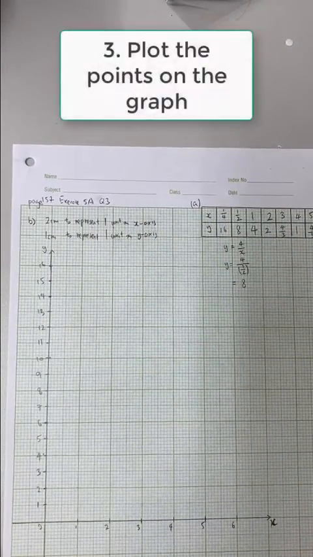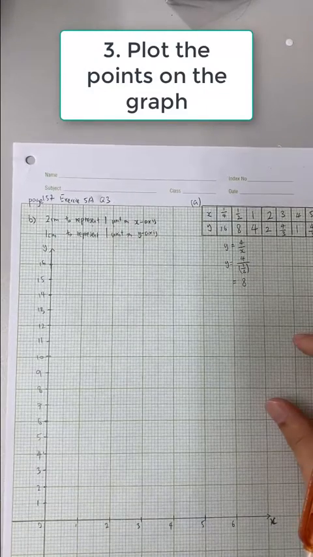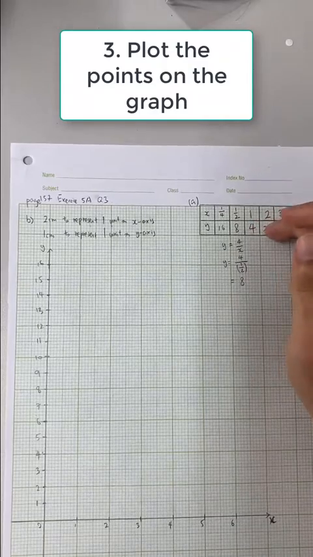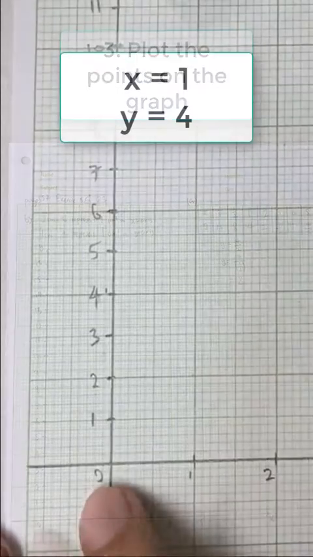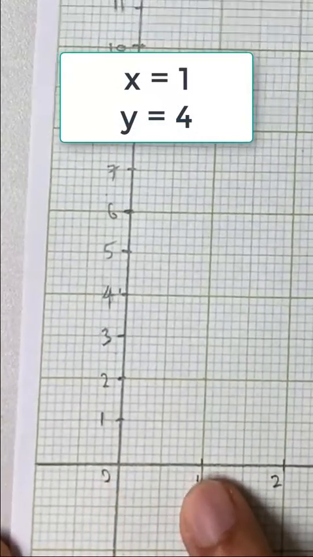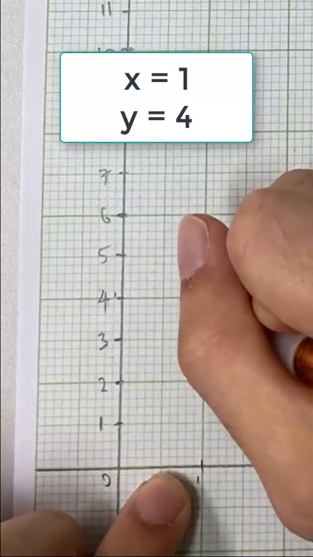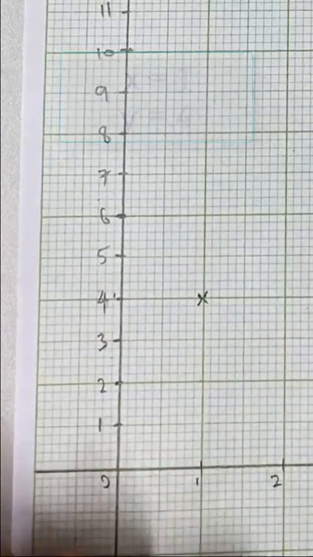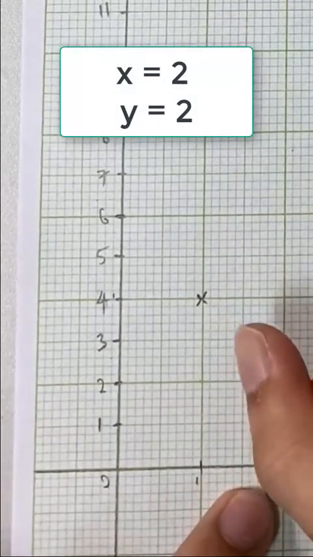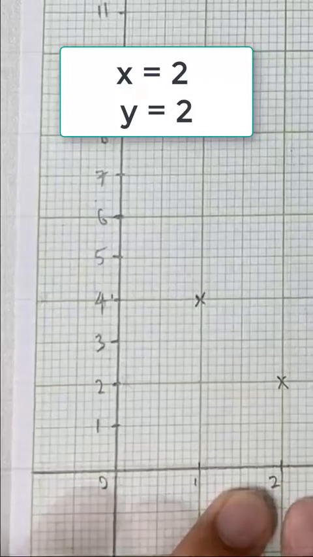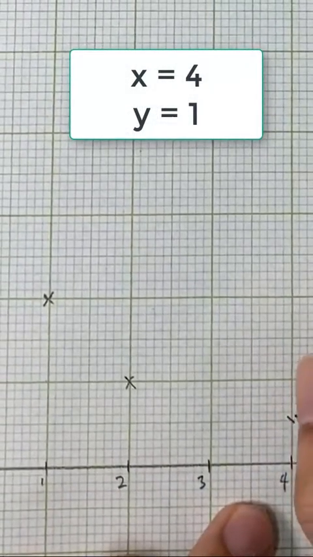The next thing we do is to plot our values. Okay, so let's start with the simpler ones. Okay, we go with the nice whole numbers. So we have 1 and 4. So we look at the x value, we see 1. We go up to where y equals to 4. Okay, then we look at 2 and 2. We have 4 and 1 as well. So these are the simpler ones.